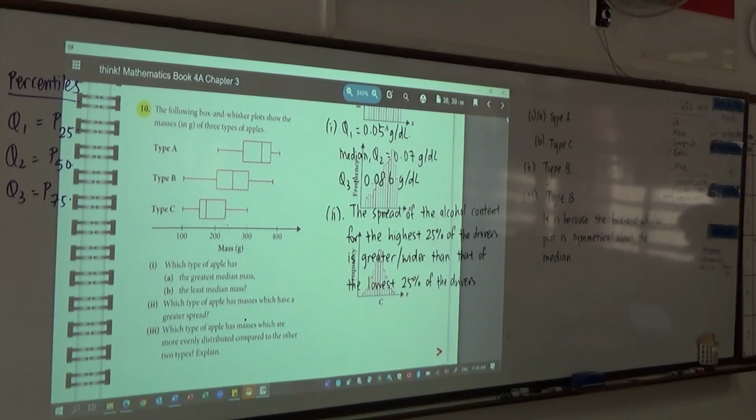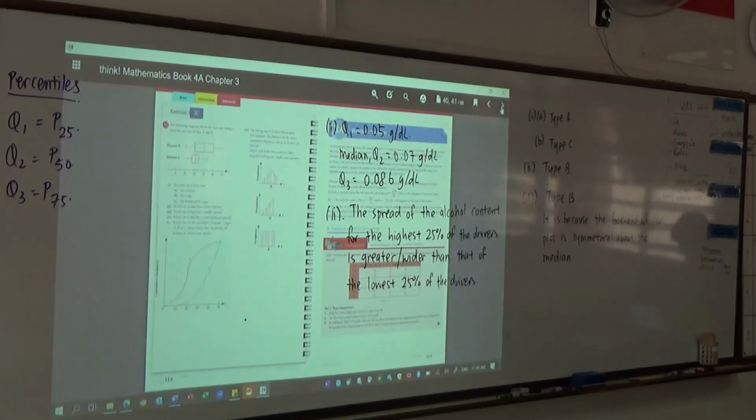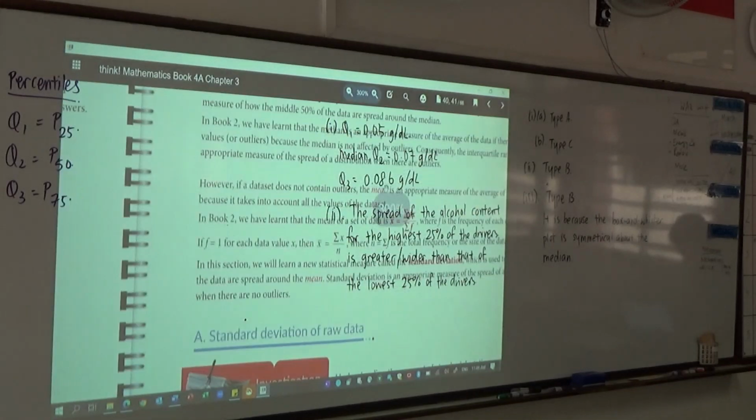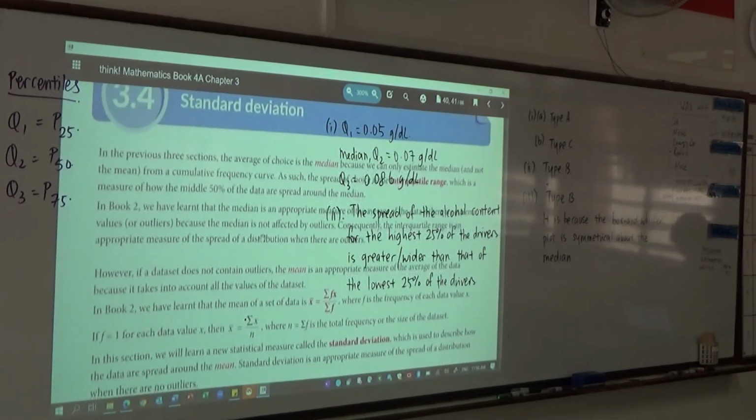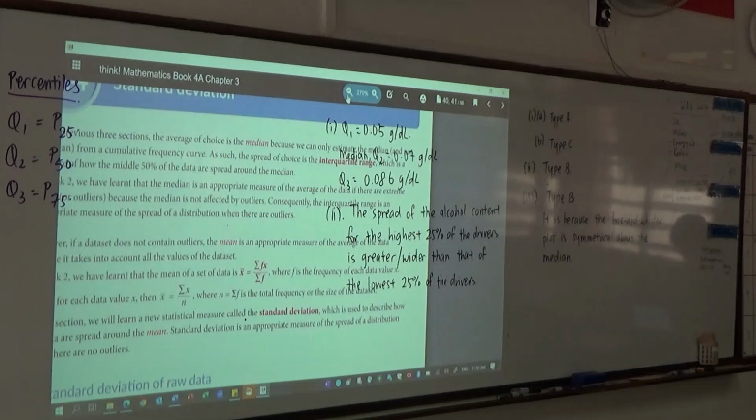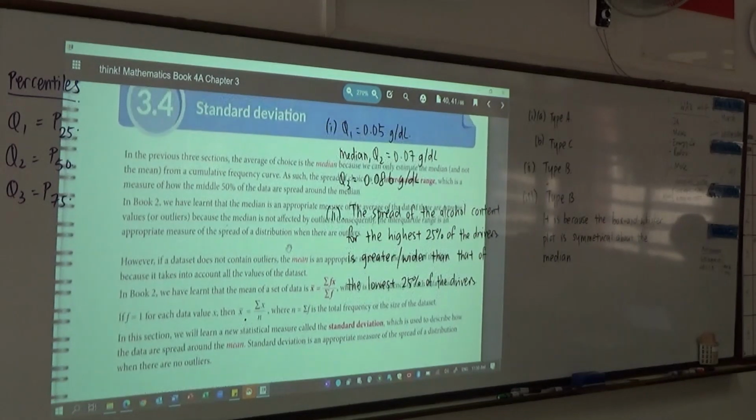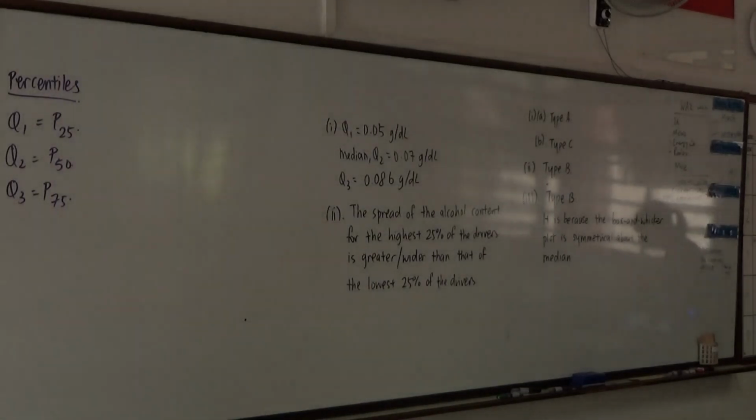Questions? Okay, I want all of us to prepare our calculators now, so that we learn our standard deviation. But just slightly before that, I want to talk about what is standard deviation. Let me just turn it off first.